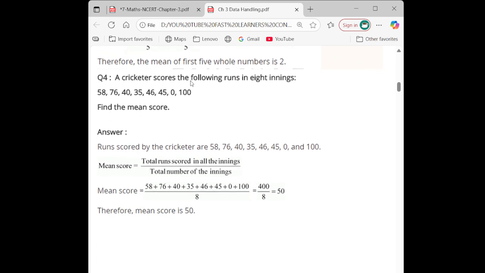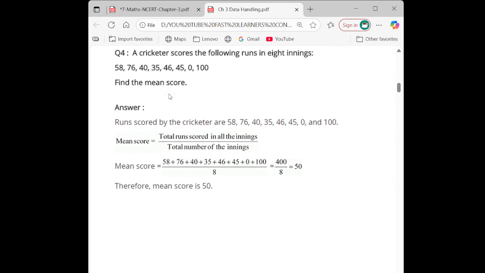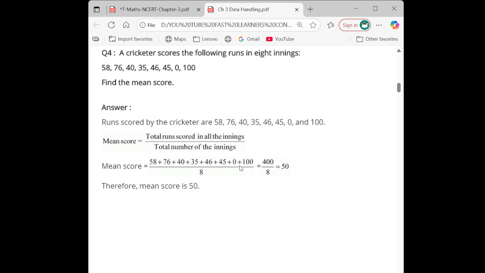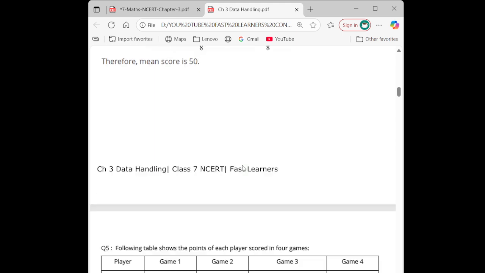Same way, here also in the fourth question you have to find out the mean score. Same formula you will be using, and you will add all these observations and you will get the answer.